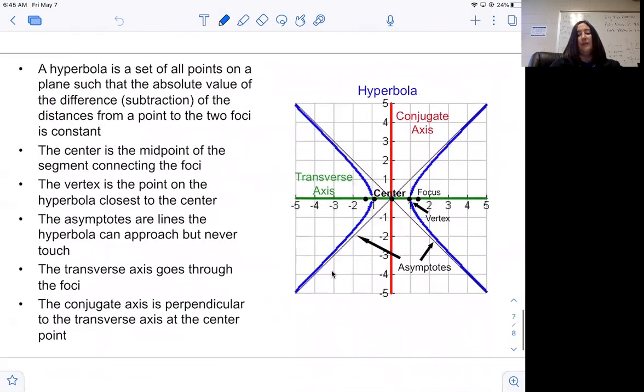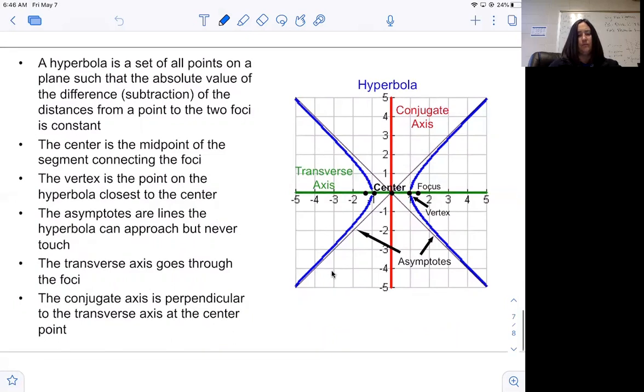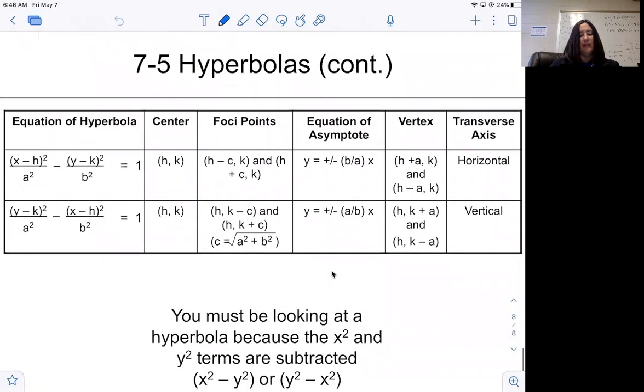Then you have a hyperbola. Again, you'll see some black lines here. They're actually not part of your hyperbola. The hyperbola is what is in blue. And you have 2 focus points. You have a center, which in this case is at the origin, and you do have a vertex on each side. So what do these equations look like?